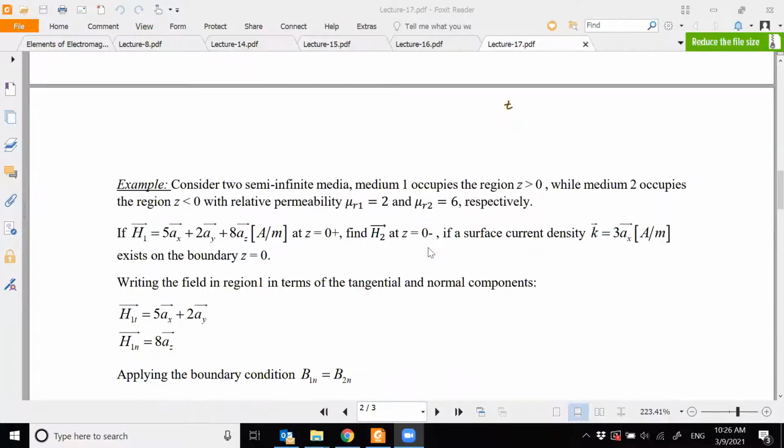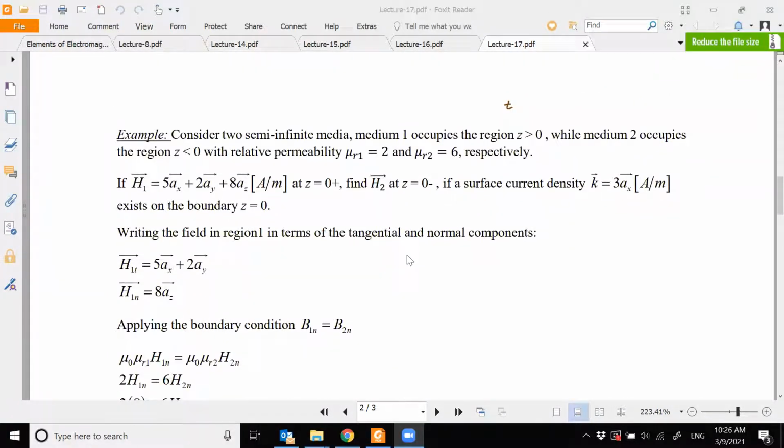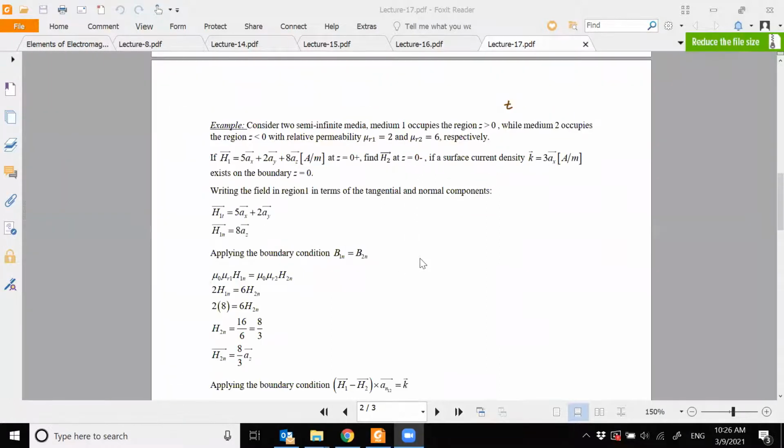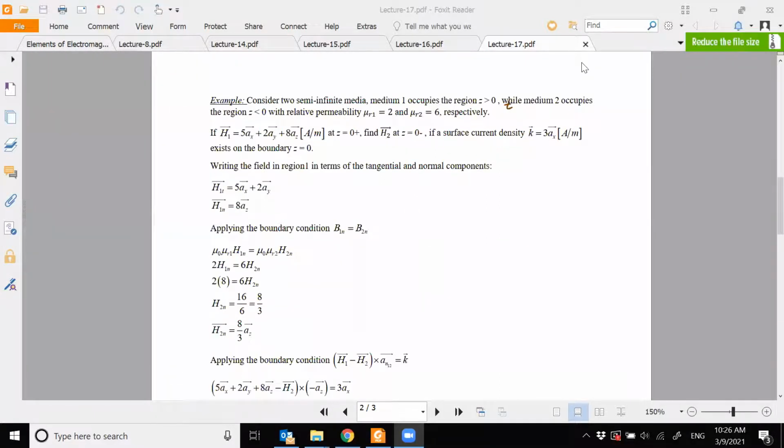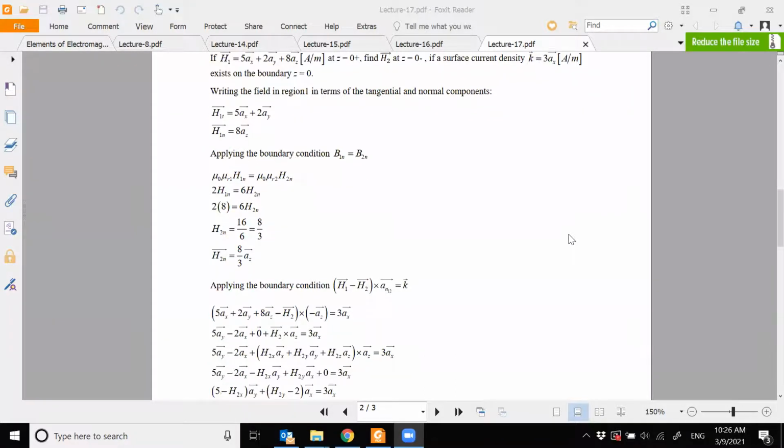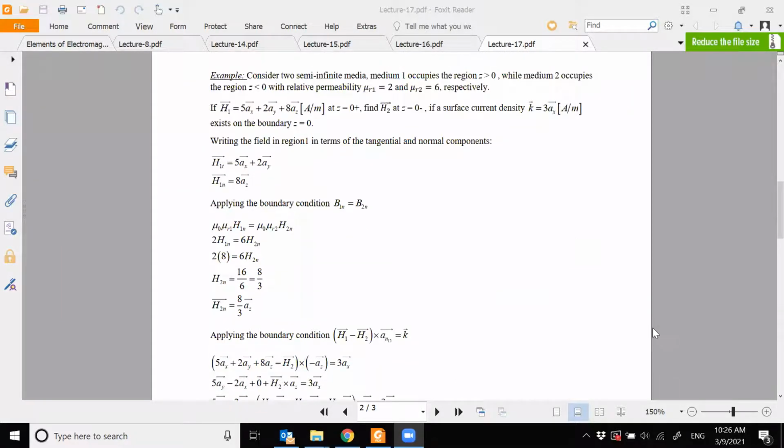Okay. So now let's take an example. So what is this example? This example is saying that we have two semi-infinite media. Medium 1 occupies the region z greater than 0. So let me put z as the vertical axis.